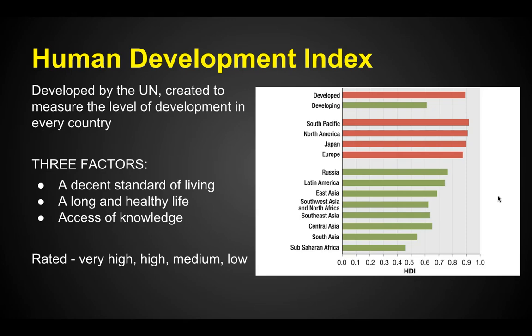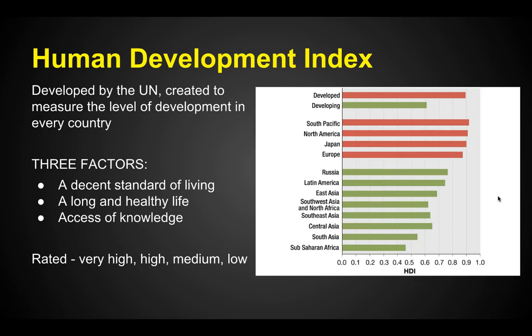It has three factors associated with it. Number one, a decent standard of living. Two, a long and healthy life. And three, access to knowledge, like how much you are educated. These are rated in the areas of very high, high, medium, and low.